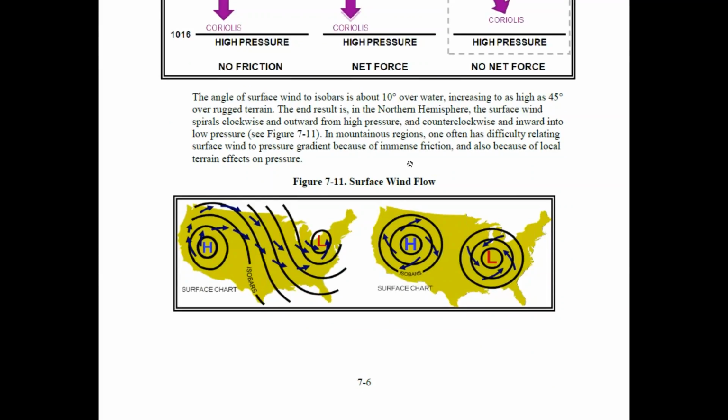In the northern hemisphere, surface wind spirals clockwise and outward from high pressures and counterclockwise and inward from low pressures. In mountainous regions, one often has difficulty relating surface wind to pressure gradient because of the immense friction and also because of local terrain effects on pressure. That's kind of what I was just talking about.